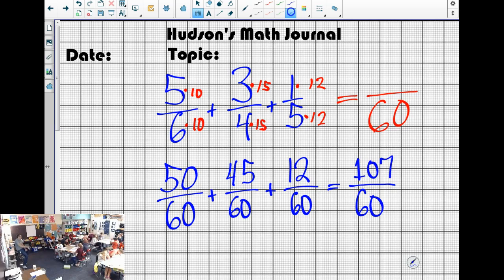You just doing the wave? No, I thought you were going to ask what does that do? Oh no, we don't have to reduce that right now. We don't have to. You can if you want. It's not really a question, but 107 over 60 can also be 1 and 47 over 60.